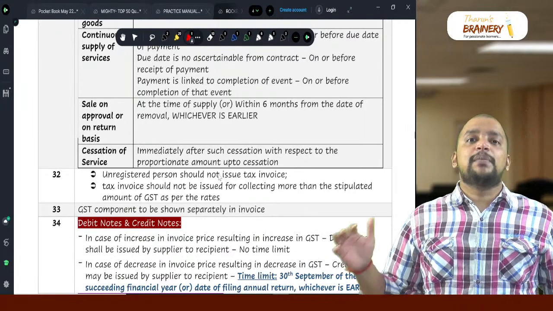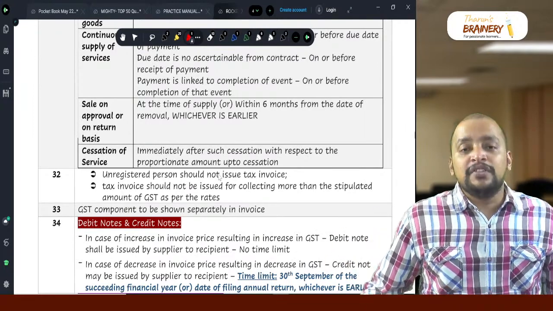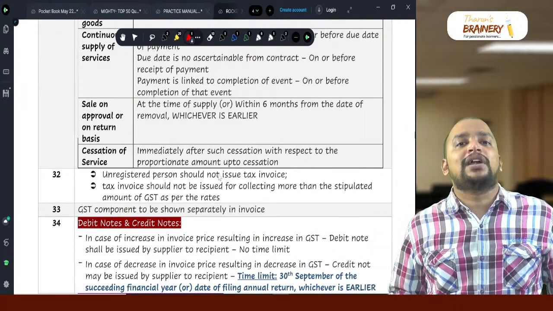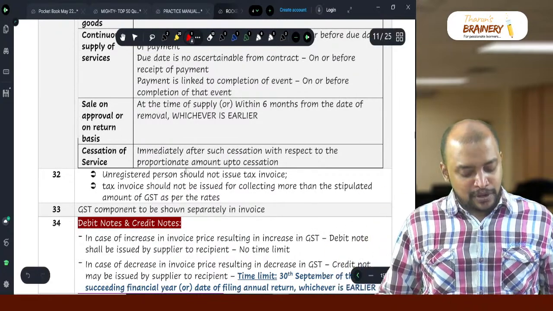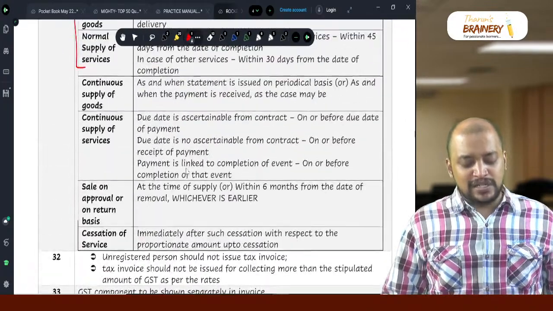So that is this. Then cessation of service. Cessation of service means abruptly stopping providing the service. If you are retaining any amount or if you are required to collect any amount, immediately upon cessation you need to give the invoice. Immediately upon cessation. So that is with respect to the 6 cases.